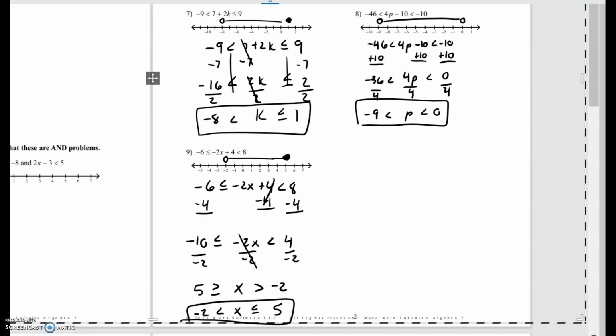Alright, here's a picture of my work. If you need to pause the video, feel free to do that. Hopefully you're getting the hang of these compound and or inequalities. If you have any questions, make sure you reach out to me.